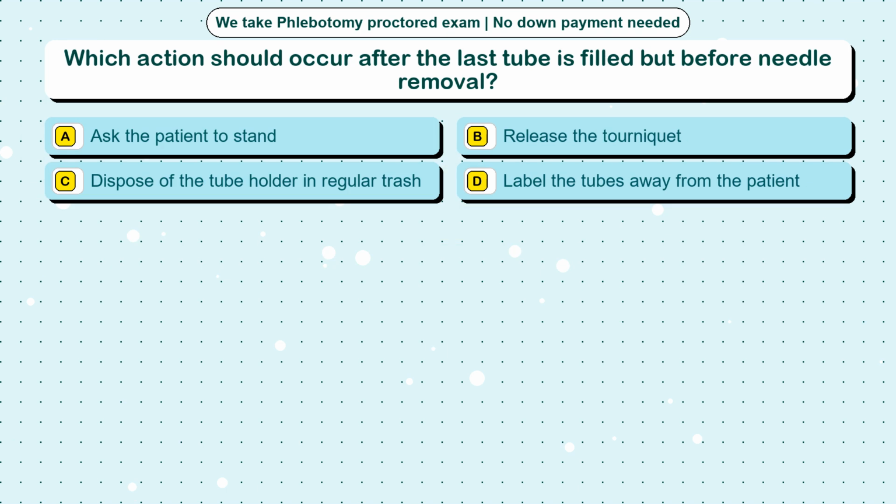Question 60. Which action should occur after the last tube is filled but before needle removal? Option A. Ask the patient to stand. Option B. Release the tourniquet. Option C. Dispose of the tube holder in regular trash. Option D. Label the tubes away from the patient.